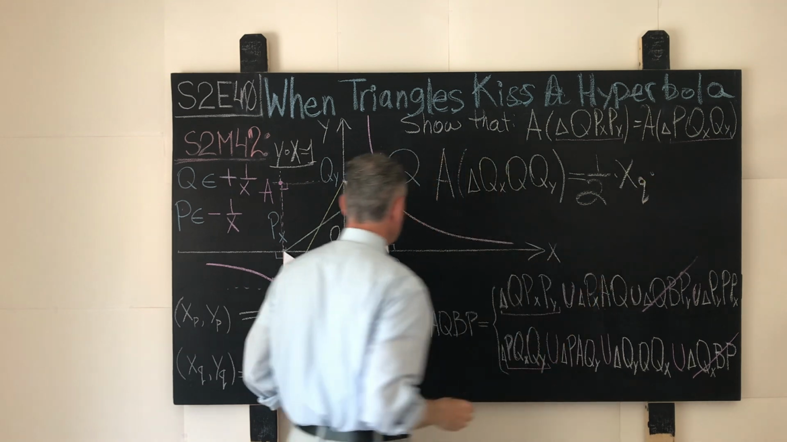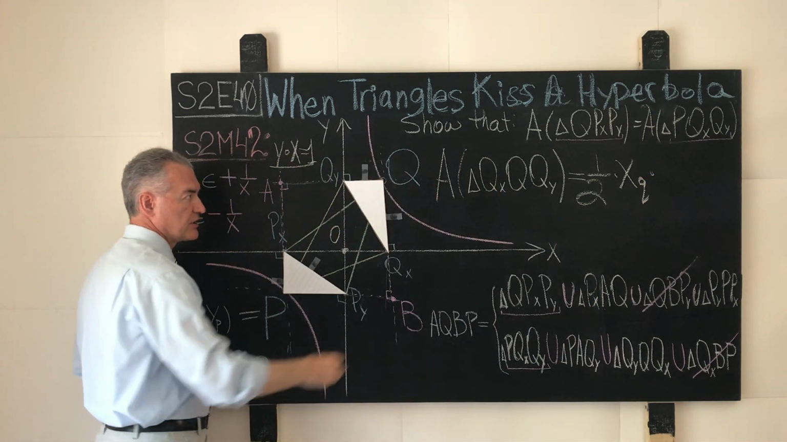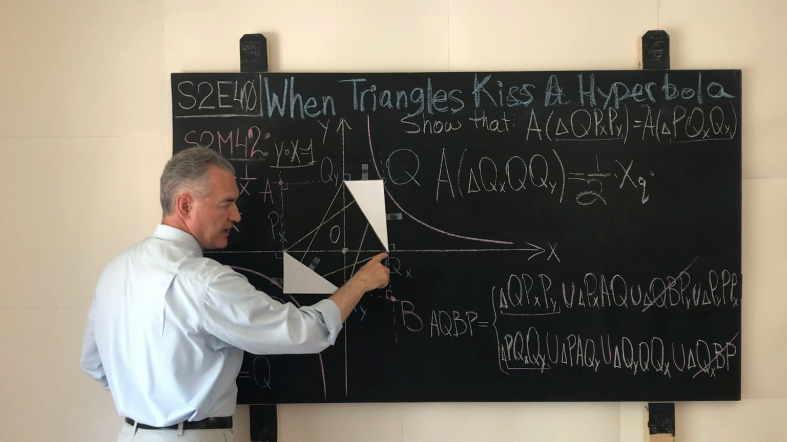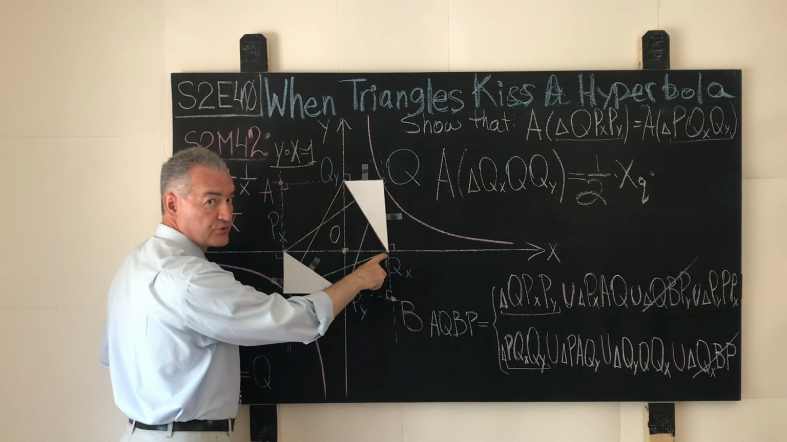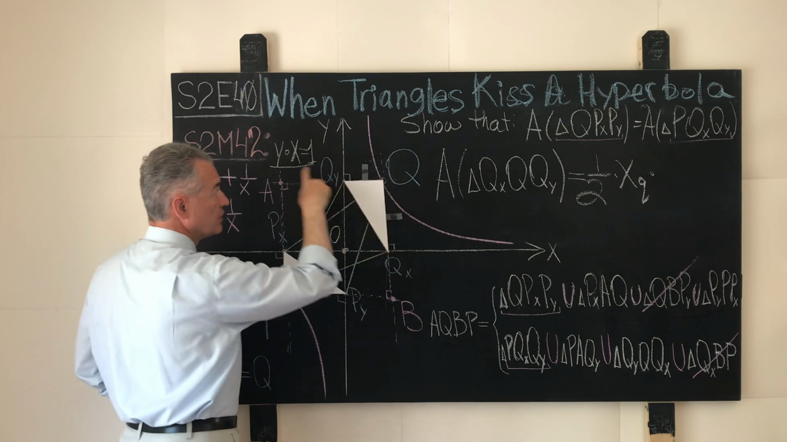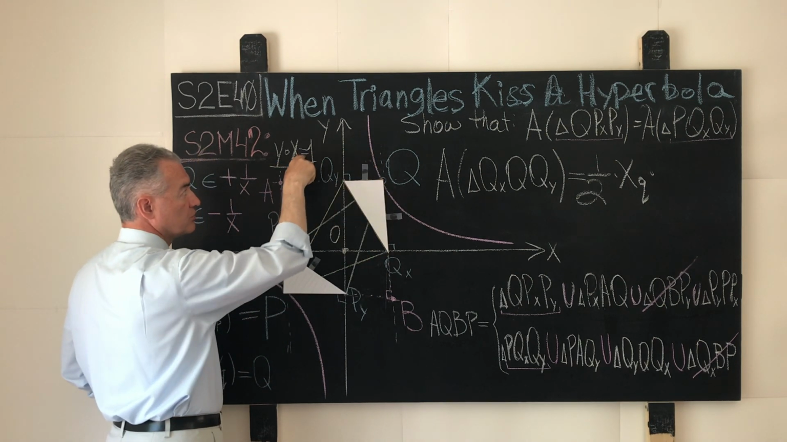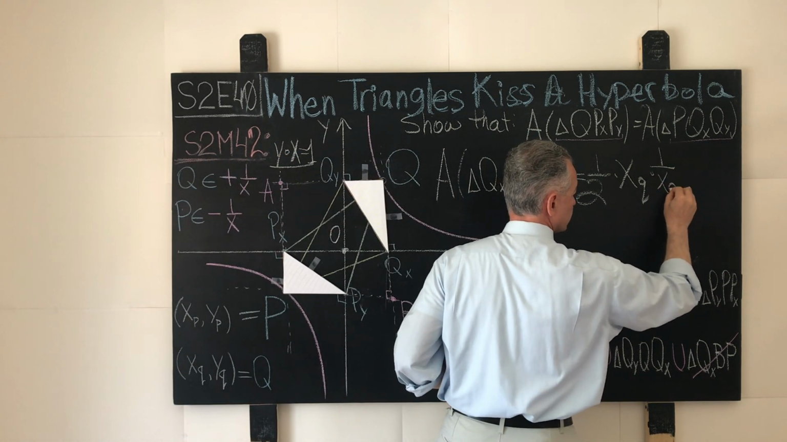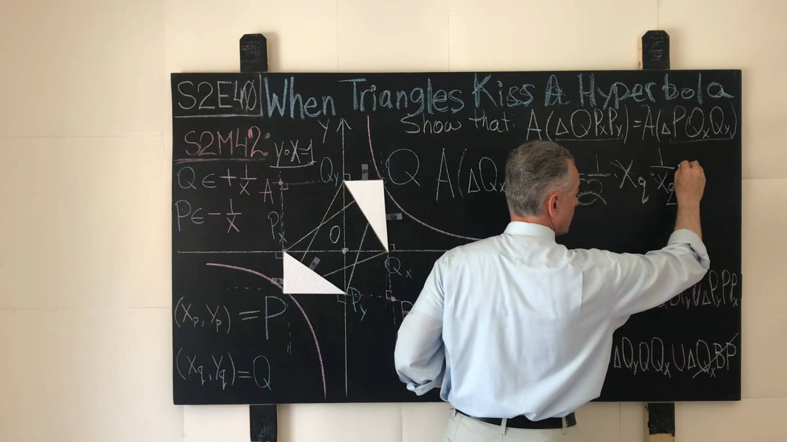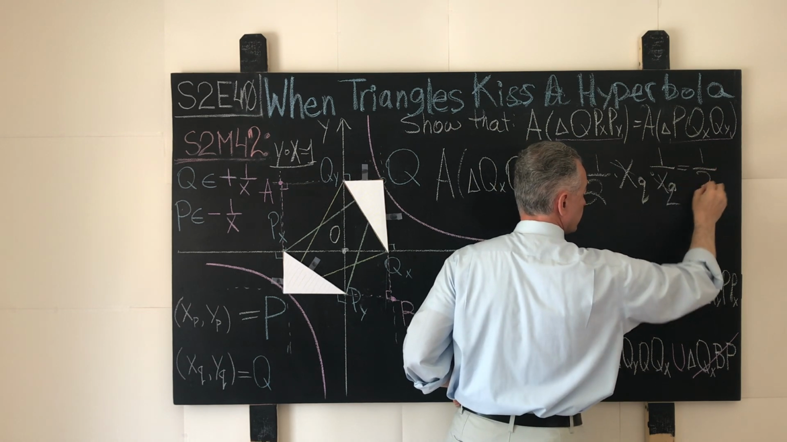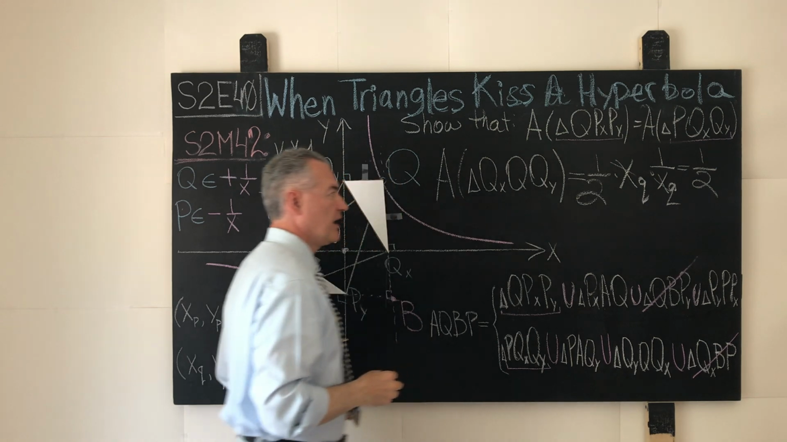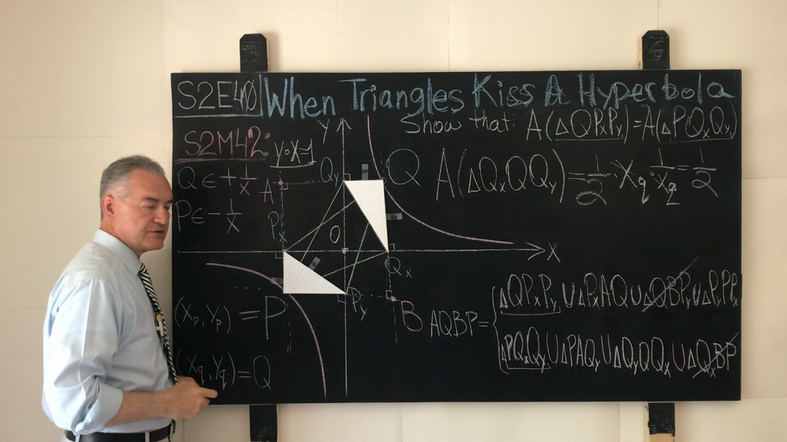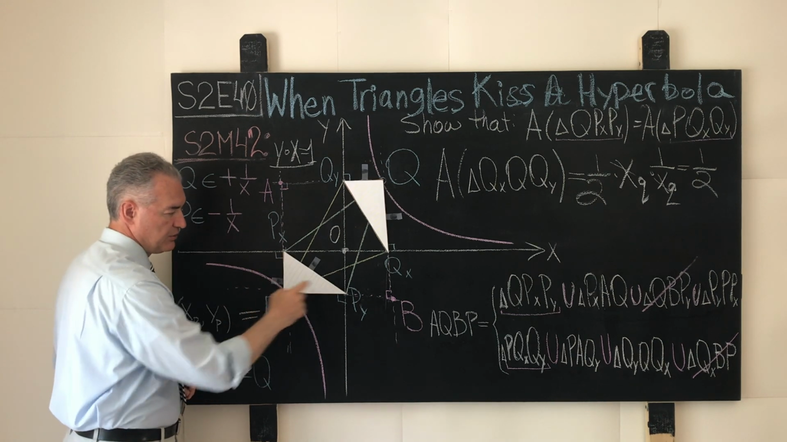xq times, what is the height of this triangle, or what is the length of the line segment QX? Well, if xq is the coordinate of this point and the point Q belongs to the unit hyperbola, then y is 1 over xq. These two numbers cancel out and we get the area of 1/2. Wonderful.